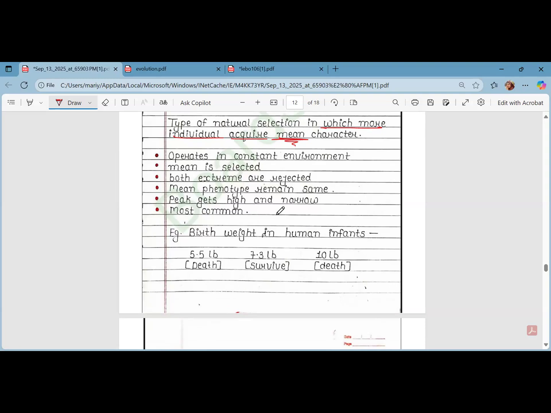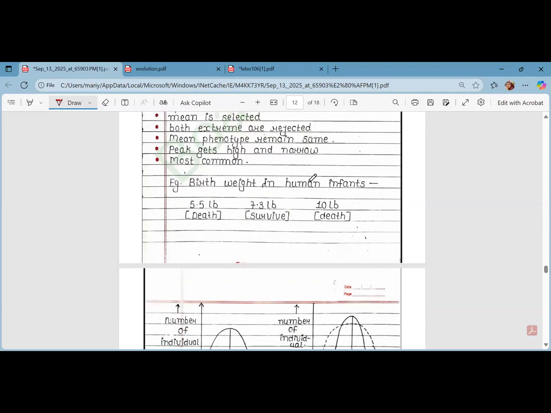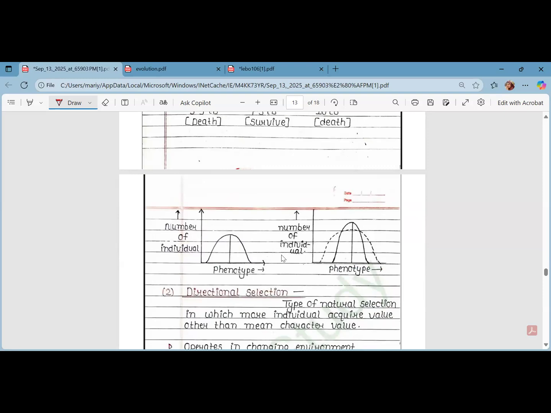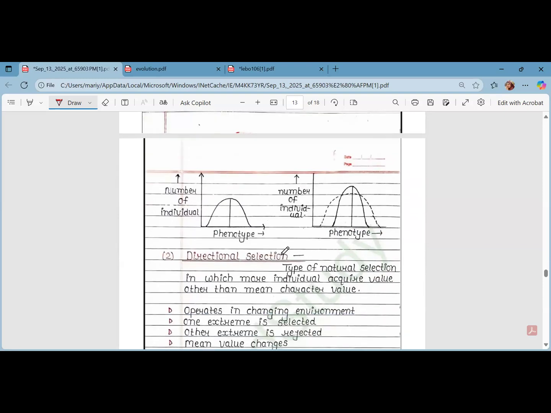This is the most common type, the equilibrium type. For example, birth weight in a human infant: 5.5 pounds mostly causes death, 10 pounds again causes death, and then the mid value at which the human infant would survive is 7.3. So this is the mean value that will give you the stabilizing type of natural selection. In this case, the number of individuals and the phenotype it produces has a mean value over here, the average of the two.